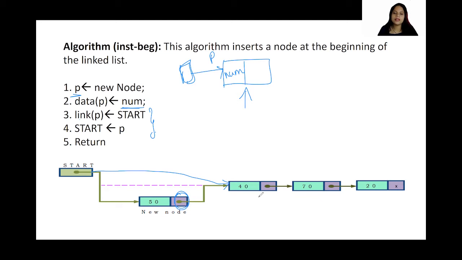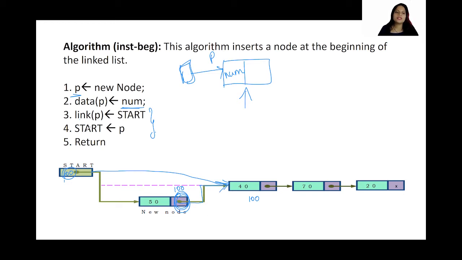So whatever the link of P value is, initially the start will have, suppose this is 100. Initially this was directly linked. The start had a value 100 over here. Now I'm saying that link of P is equal to start. So whatever link was stored here, 100 is going to come over here. By doing that, this is going to get connected over here.